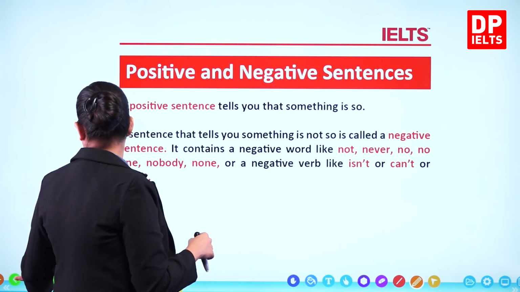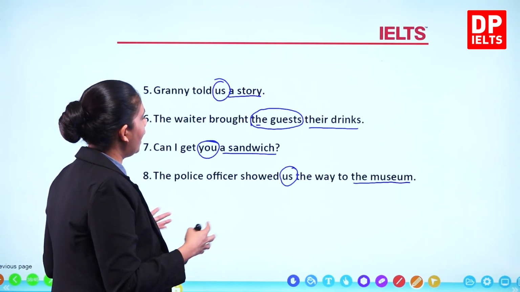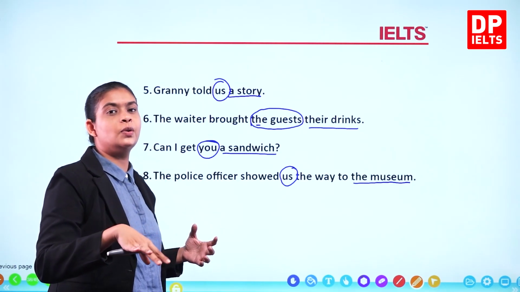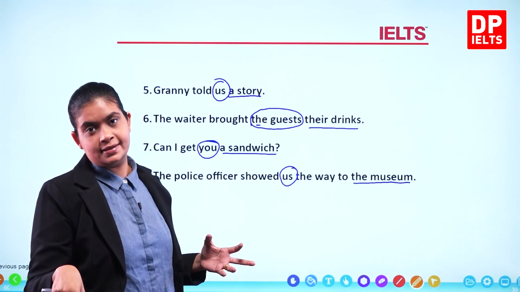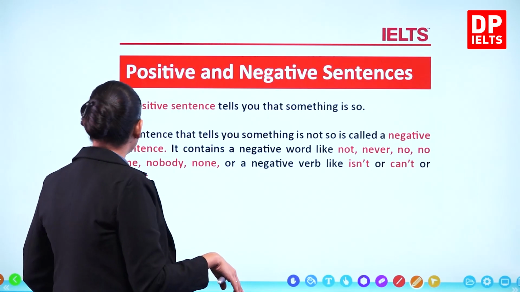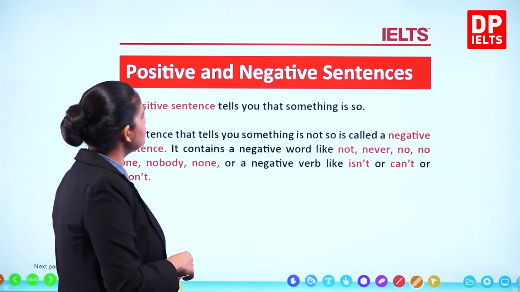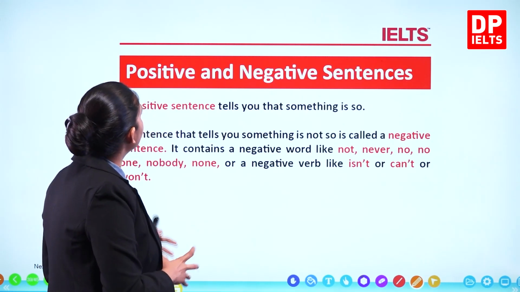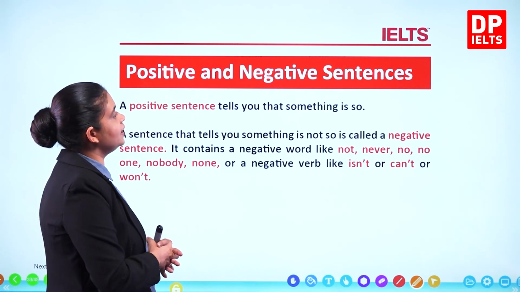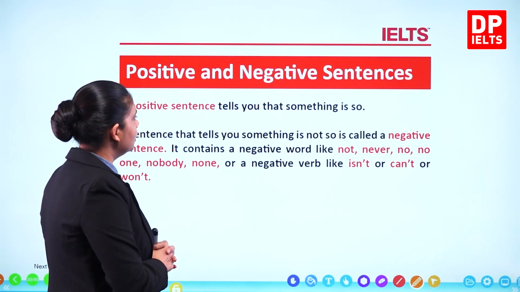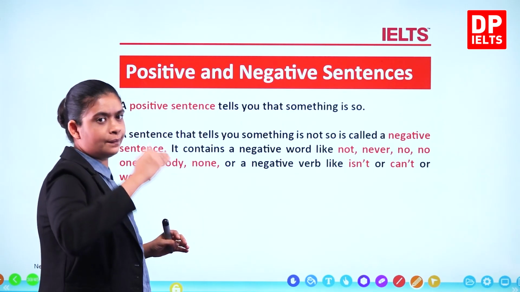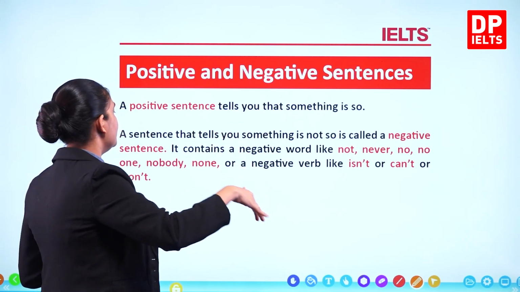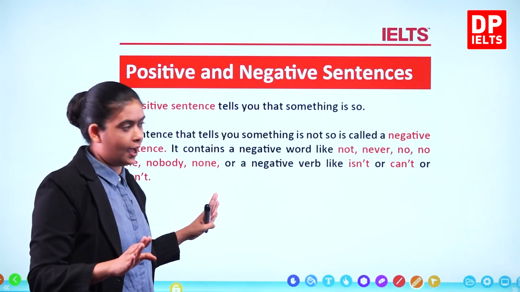Right. Now, with that, we basically have a look at direct, indirect objects. We also had a look at subject and objects. Right? Now, moving on, we also have to have a look at positive and negative sentences. Positive tells us something that is happening. That's the thing. It is so. Negative means it would never happen.